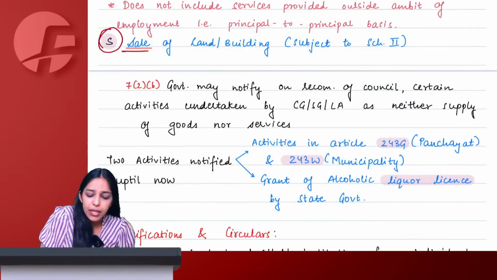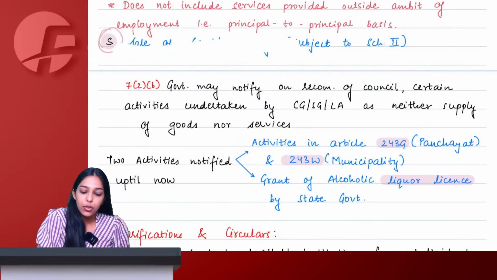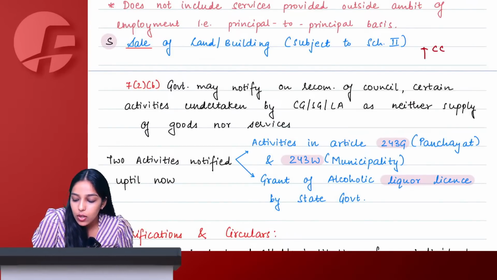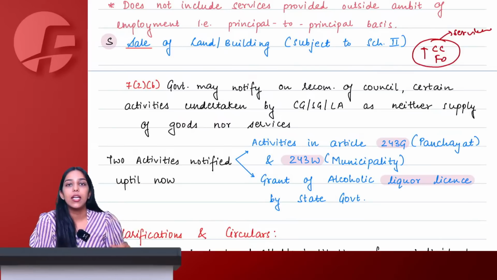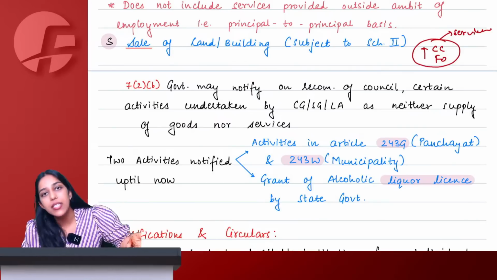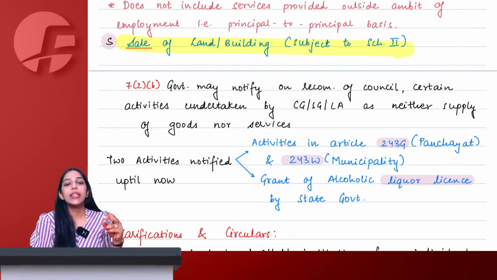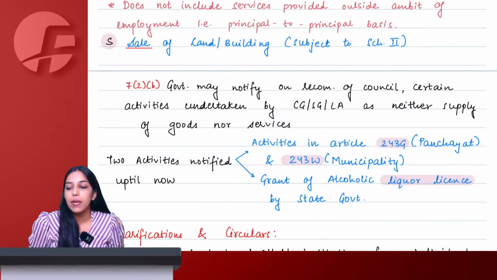And S simply means sale of land and building, subject to Schedule 2. Why subject to Schedule 2? Because Schedule 2 says that if consideration is received before CC or FO, whichever is earlier, then it is construction service taxable under GST. But if the amount is received after CC or FO, whichever is earlier, it is a sale of completed land and building, and therefore no GST will be applicable on it. It is not a supply at all.